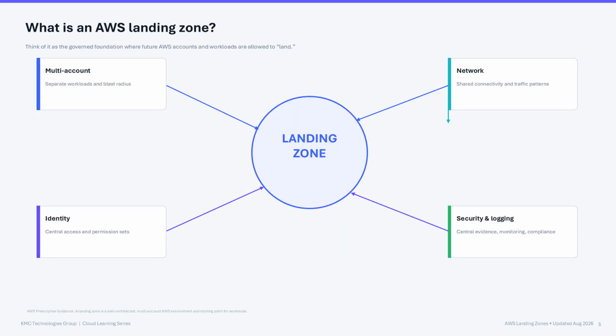A landing zone is a well-architected multi-account AWS environment that becomes the starting point for workloads. It gives you a baseline for account structure, identity, security, governance, network design, and logging. A useful way to think about it is this. Instead of every project creating its own account, network, logging, and permissions from scratch, the landing zone establishes the rules first, and workloads inherit that foundation.